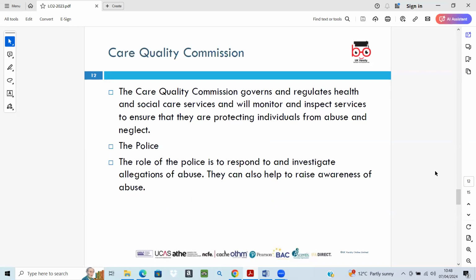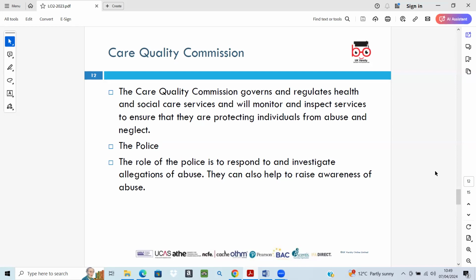We have the Care Quality Commission, right? In addition to social services and health and social care organizations, the Care Quality Commission (CQC) and the police also play a vital role in safeguarding vulnerable individuals. What are their responsibilities? The CQC is an independent regulatory body responsible for governing and regulating health and social care services in England.